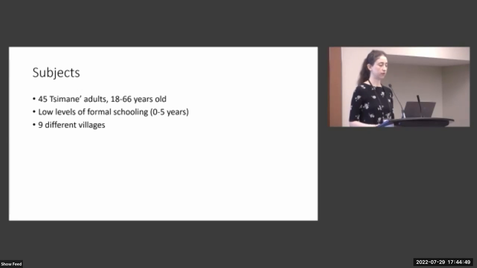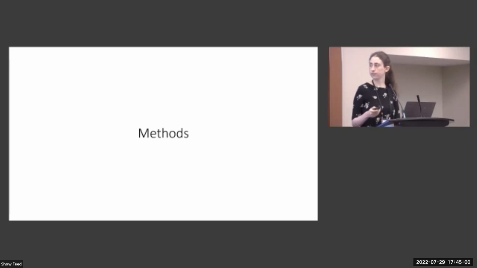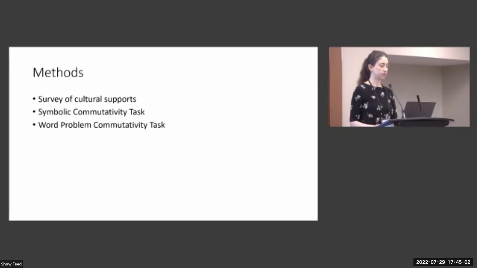So we recruited 45 Chimane adults, and we specifically looked for adults with low levels of formal schooling, and we went to 9 different villages. So for our methods, we did a survey of different cultural supports, and we also administered 2 different commutativity tasks.